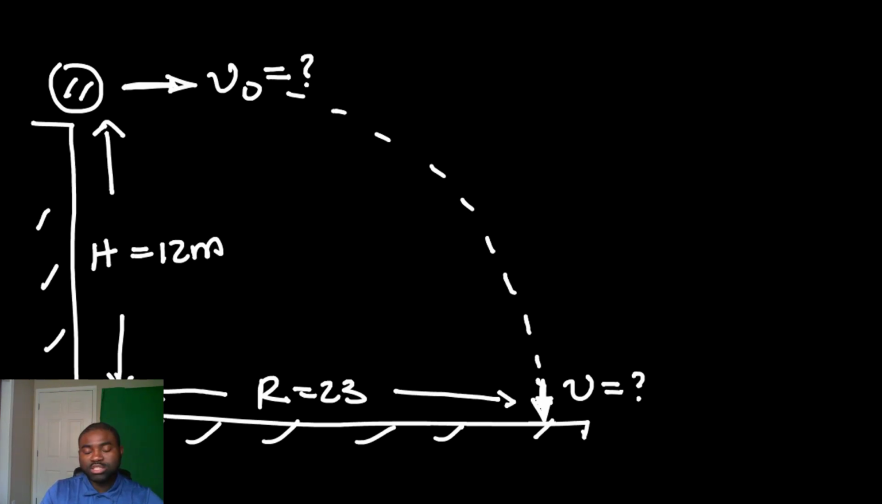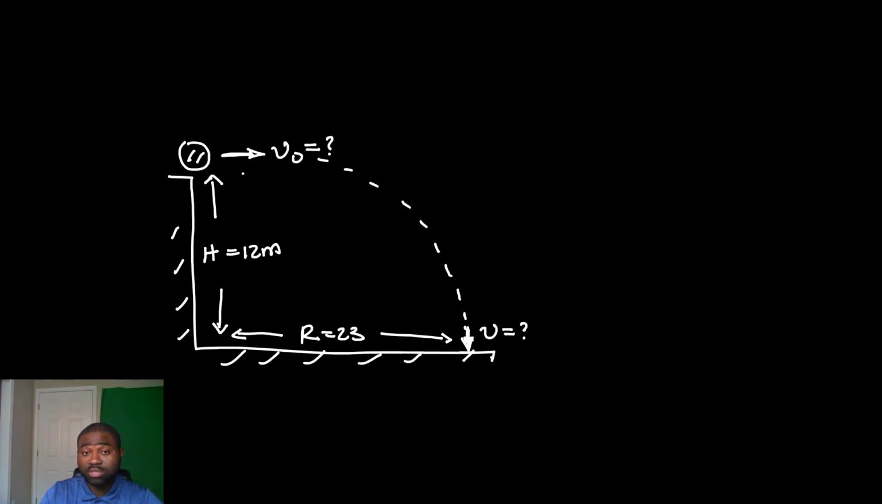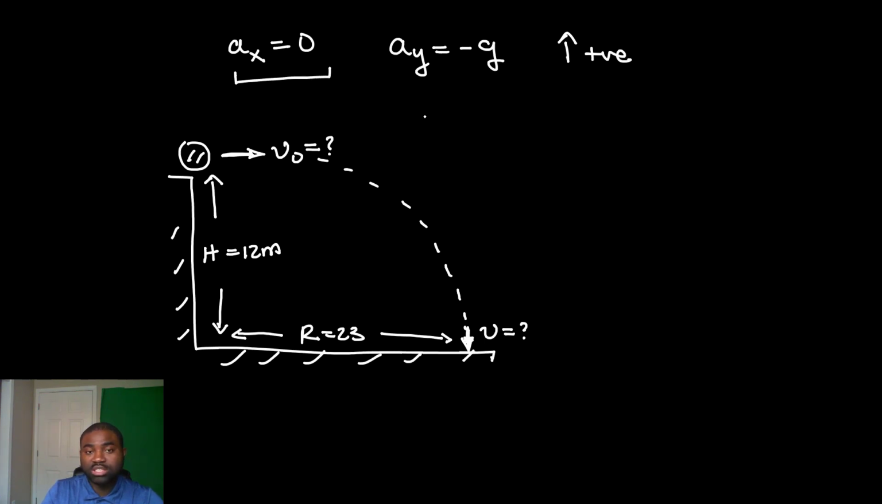So this is a projectile motion, which means that the only force that acts on this particle is the force of gravity, which acts vertically downwards. That means that the acceleration in the horizontal direction is 0. Now the acceleration in the y direction is just negative g. We are taking the upward direction to be positive. And if the acceleration in the x direction is 0, that essentially implies that the velocity in the x direction does not change, but the velocity in the y direction changes.